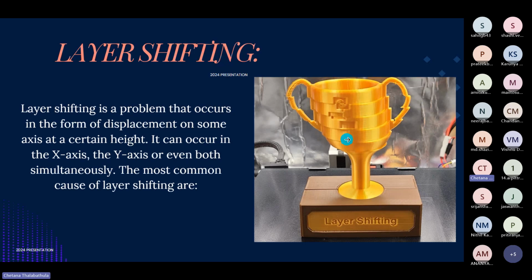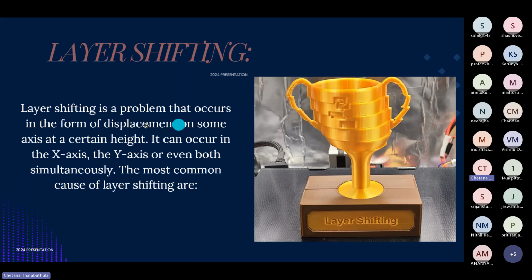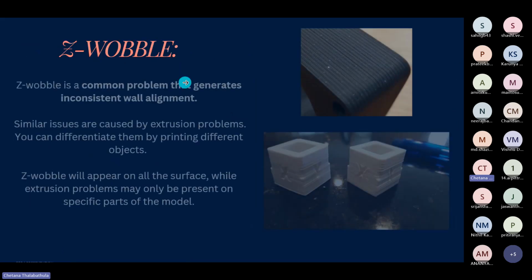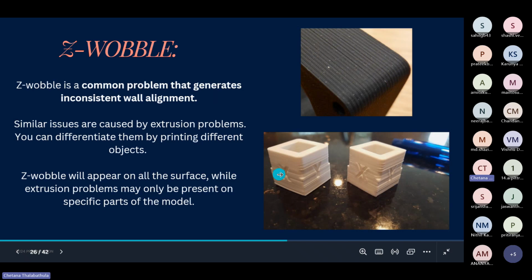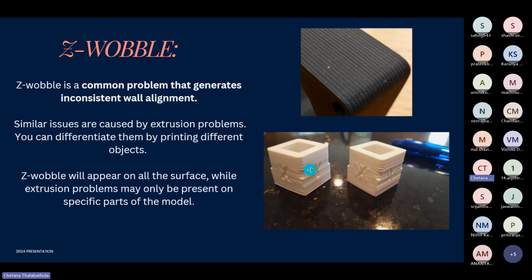Yeah. So a part of layer shifting is Z wobble. It happens in the Z direction, as you can see in the second picture here. The outer surface and all the surfaces are completely unaligned and really imperfect, right? So this happens.